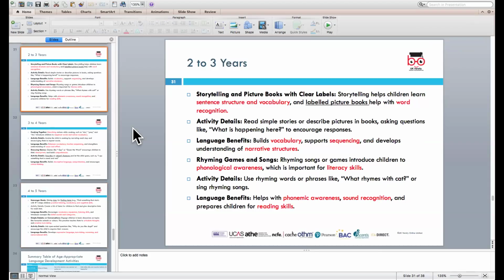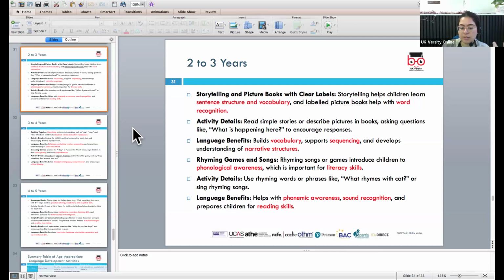The next is 2 to 3 years. Storytelling and picture books with clear labels. We discussed how storytelling would help children learn sentence structure and vocabulary, and the labeled picture books help with word recognition. So reading simple stories or describing pictures in books, asking questions like, "What is happening here?" can encourage responses. And what it would do is help build vocabulary, of course. It would also support sequencing and develops understanding of narrative structures.